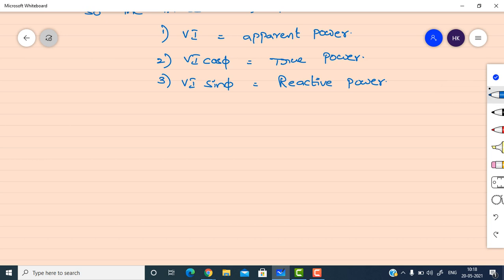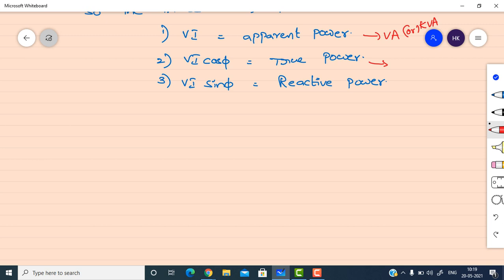I am not writing the definitions here. VI is nothing but a product of voltage and current, and these voltage and currents are RMS values, and units for this is volt amperes. Voltage units volts, current units amperes. So the total units for this apparent power is volt amperes or kVA, kilovolt amperes. These are the units for apparent power. You can write your definition. It is a product of voltage and current, and the voltage and current are RMS values.